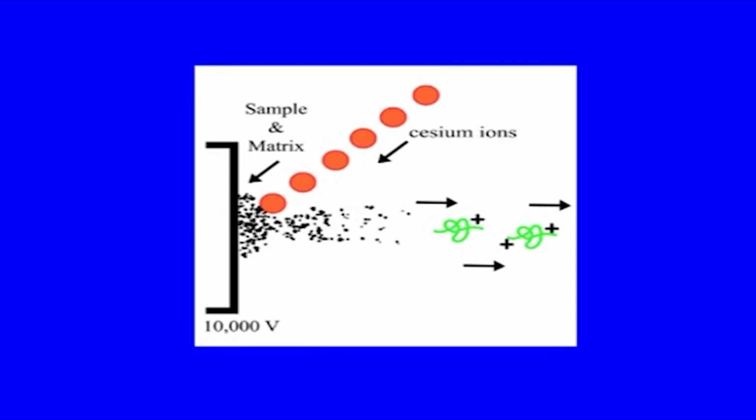So, if you see here, this is a schematic of how ionization occurs in fast atom bombardment, where you have a continuous ion beam which bombards, and then ions from the sample are desorbed from here.